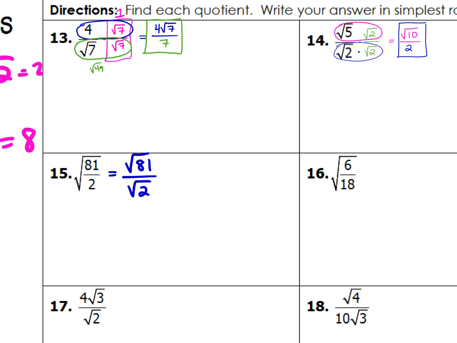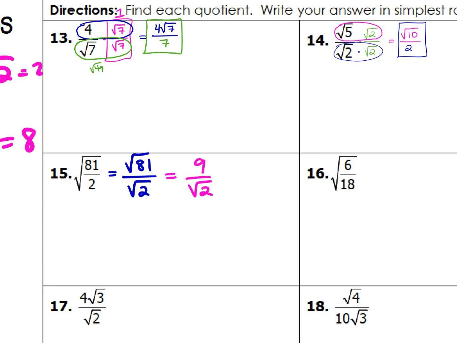Now I'm hoping that when you look at this problem, something jumps out at you that's different than the other two we did. Does anyone see it? 9. The square root of 81 is 9. Okay, so if you can take a perfect square, take a perfect square. So we could technically simplify this to 9 over rad 2. If you didn't do that right now, you'd be okay because you would just simplify it in the end. But I think it simplifies your life a little bit if you do it right away.